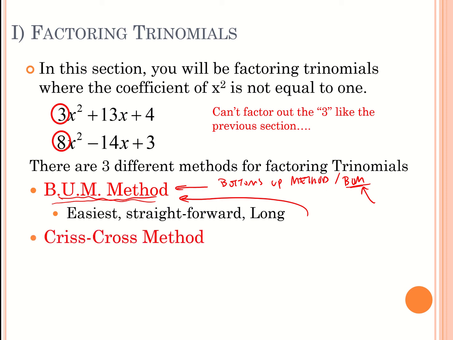Okay, so here's the second one, okay? The second method is called the Criss Cross Method. In some places, they call it the Asian Criss Cross Method. Asian Criss Cross Method. And the reason why it's called that is because it's fast.